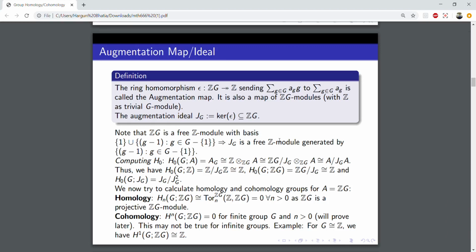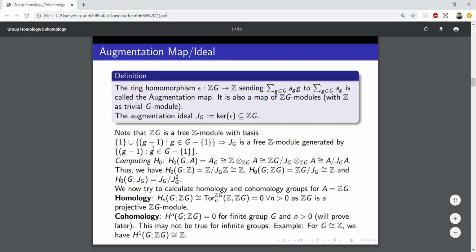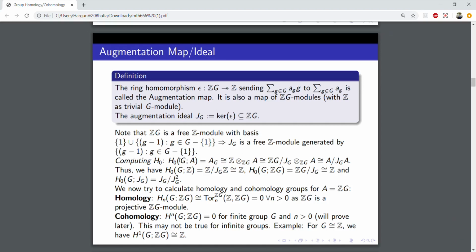Which means that every element G minus 1 is already in the augmentation ideal, because when you put G equal to 1, it just goes to 0 under this augmentation map. So it tells you that this augmentation ideal is actually a free abelian group generated by this set of G minus 1, where G is not the identity. This is also free abelian.